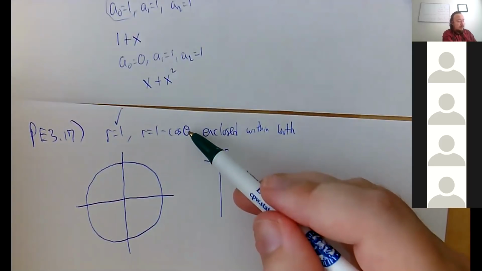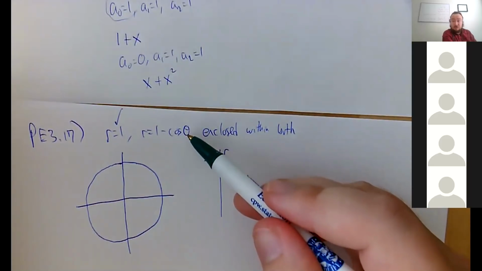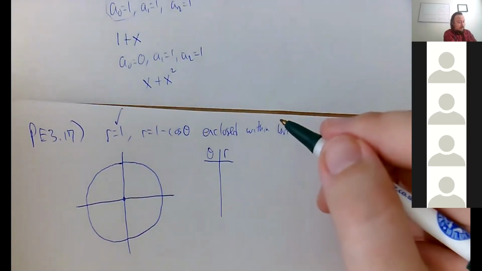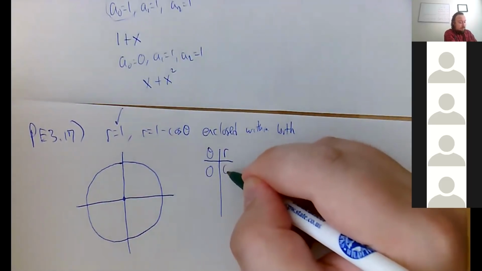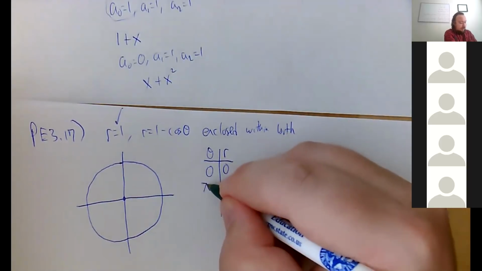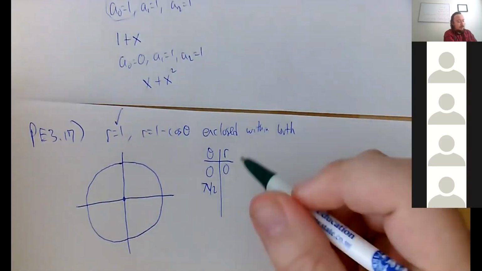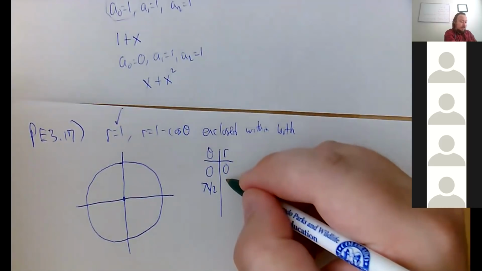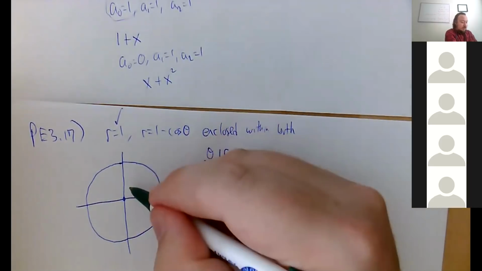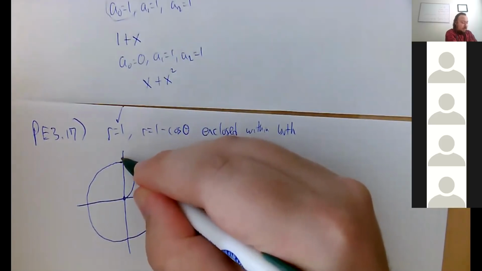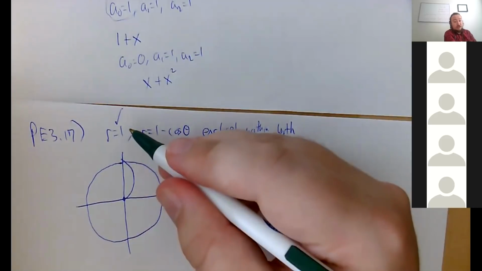If I put in theta equals 0, I have cosine of 0, which is 1, and then 1 minus 1 will be 0 right there. All right. I'm going to go to pi over 2 next. I don't think there's too much interesting stuff that happens between here. If I put pi over 2 into here, cosine of pi over 2 is going to be 0. So my r value will be 1.